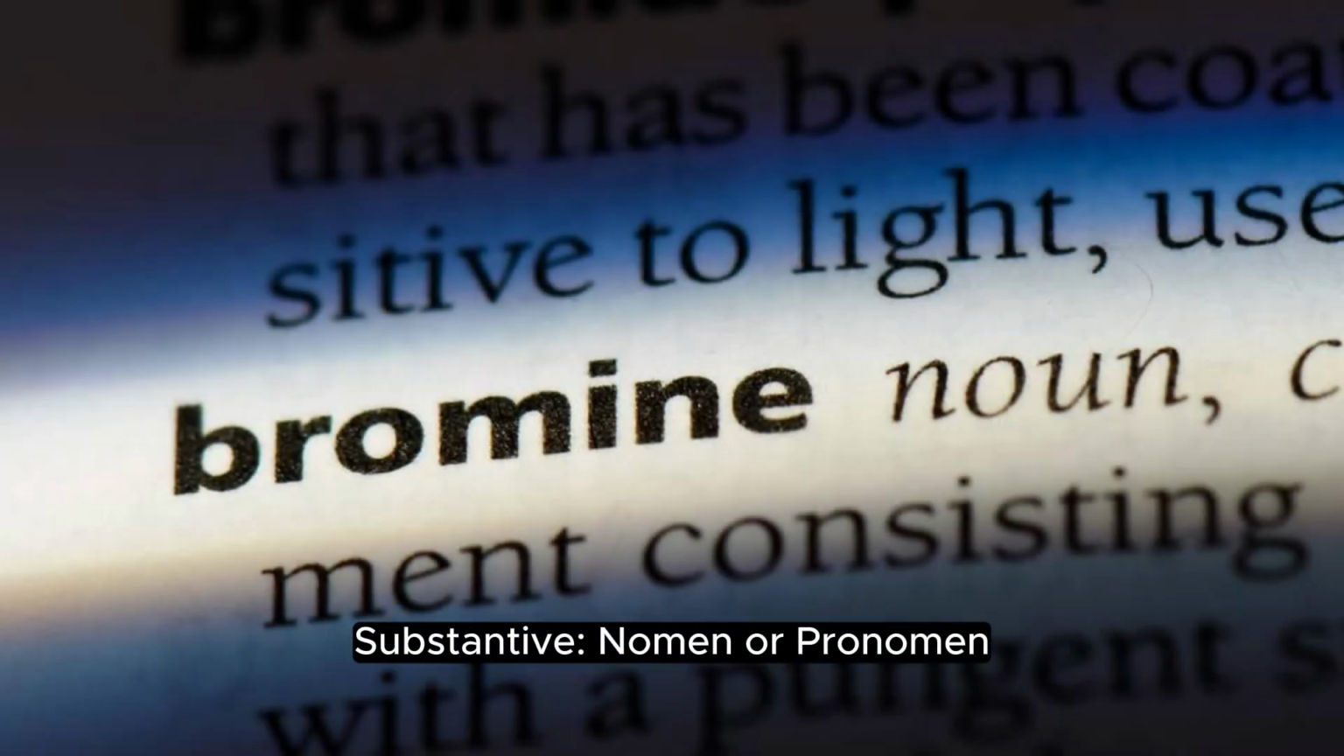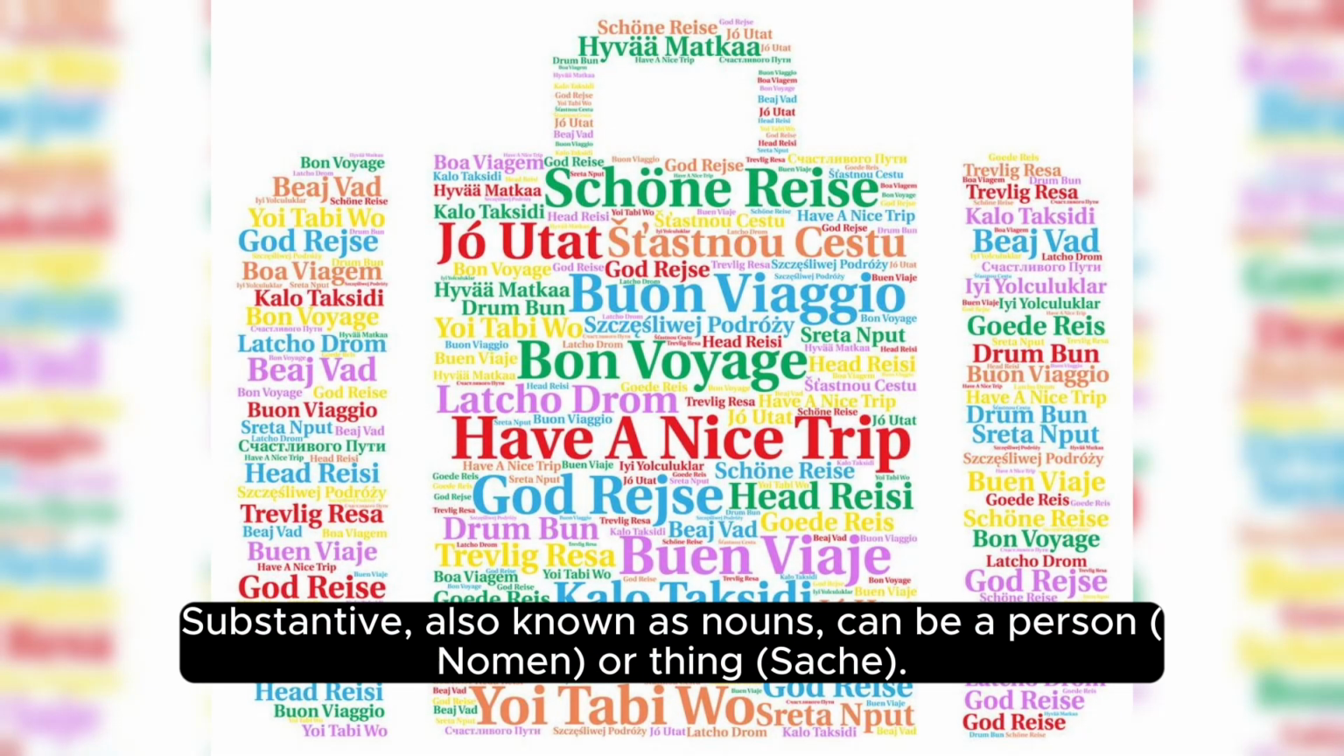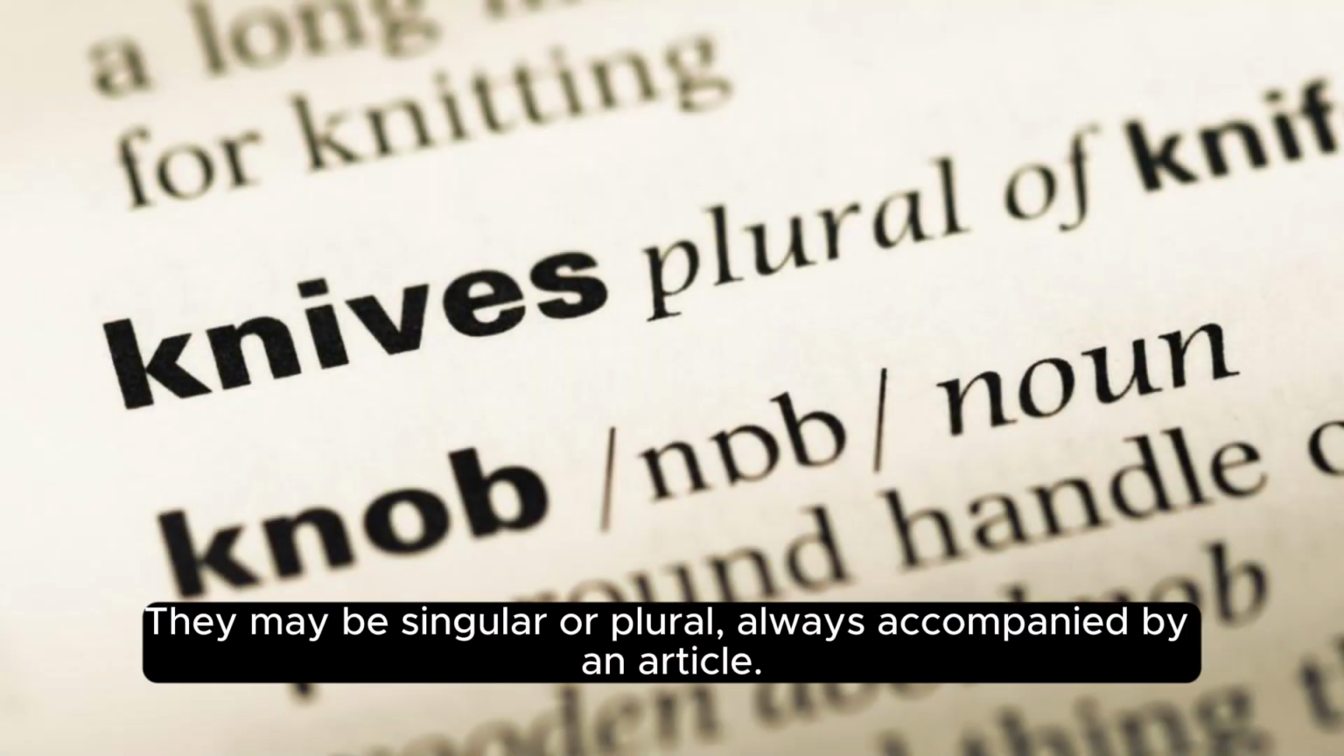Substantive, Nomen or Pronomen. Substantives, also known as nouns, can be a person (Person) or thing (Sache). They may be singular or plural, always accompanied by an article.